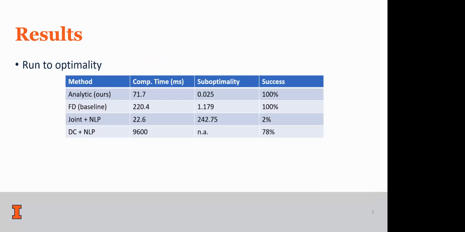Joint plus NLP barely succeeds or improves the cost function. We believe it's caused by the strong nonlinearity of the problem. DC plus NLP is very slow, and its success rate is not great either. Here, suboptimality is not directly compared because it's computing a similar but different cost function.